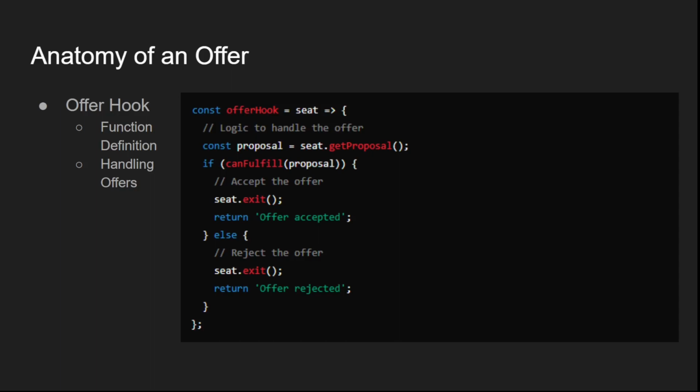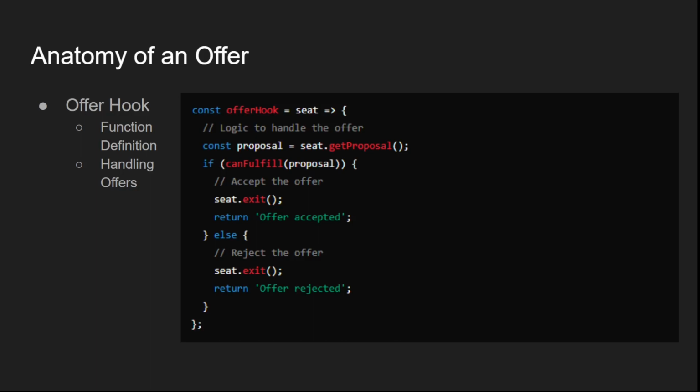Understanding the anatomy of an offer is crucial for working with smart contracts in Agoric. An offer consists of several components that work together to facilitate secure and efficient transactions. Let's break down these components.